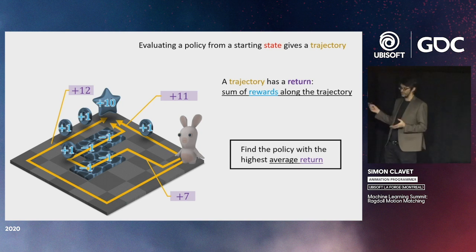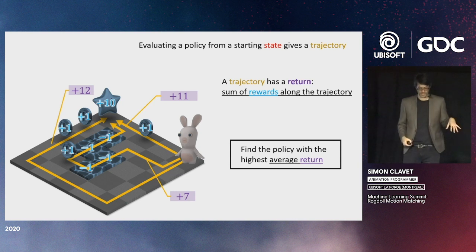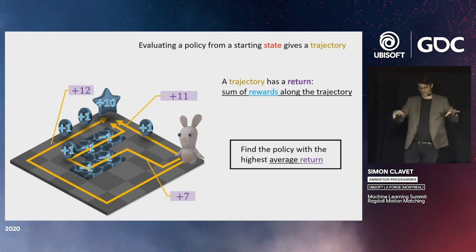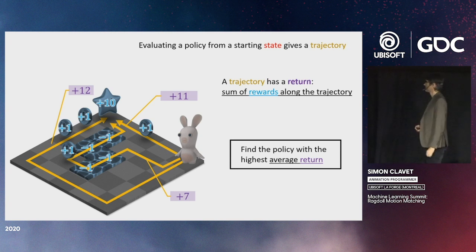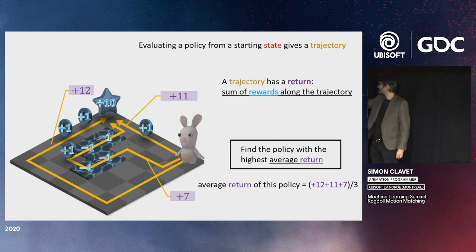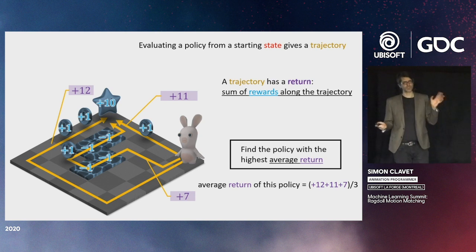The goal of reinforcement learning is to find the policy with the highest average return over all the trajectories you get. Maybe trajectories start with different start states also, and since the policy is a little bit random, you get different trajectories. Also, the environment itself could be random. So that's the reinforcement learning problem. For this example here, the average return of this policy would be the average of the returns you got. So that was the beginning of the tutorial.